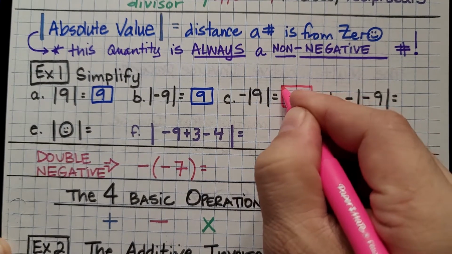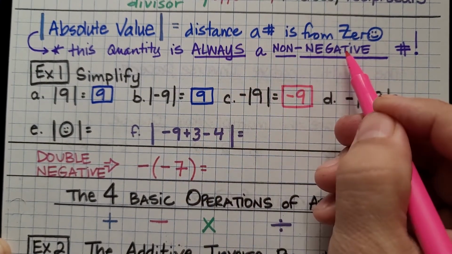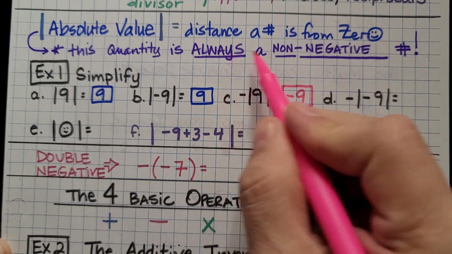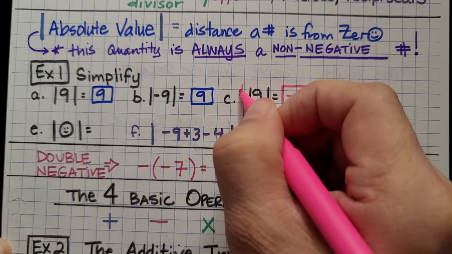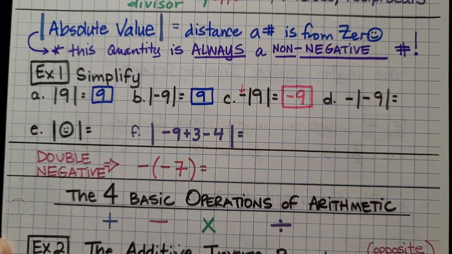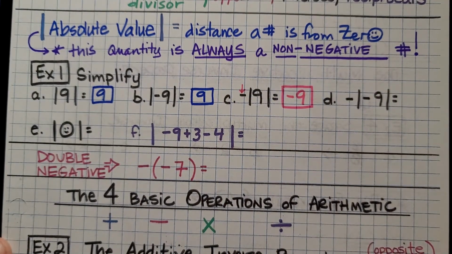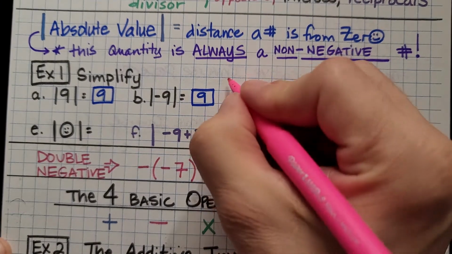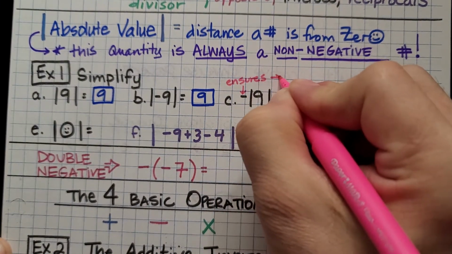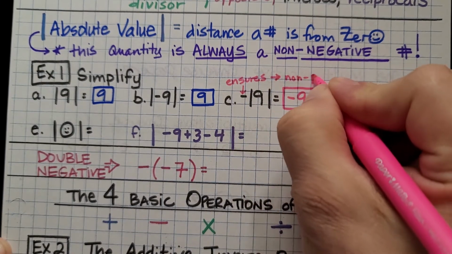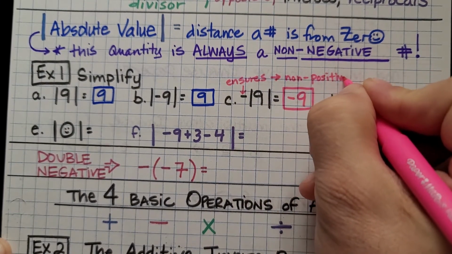Well, for some of y'all that are asking, I thought that it always had to be a non-negative number. You are right. It always has to be a non-negative number. But this means I am now creating it such that it will be a non-positive number. This ensures that we have non-positive numbers.